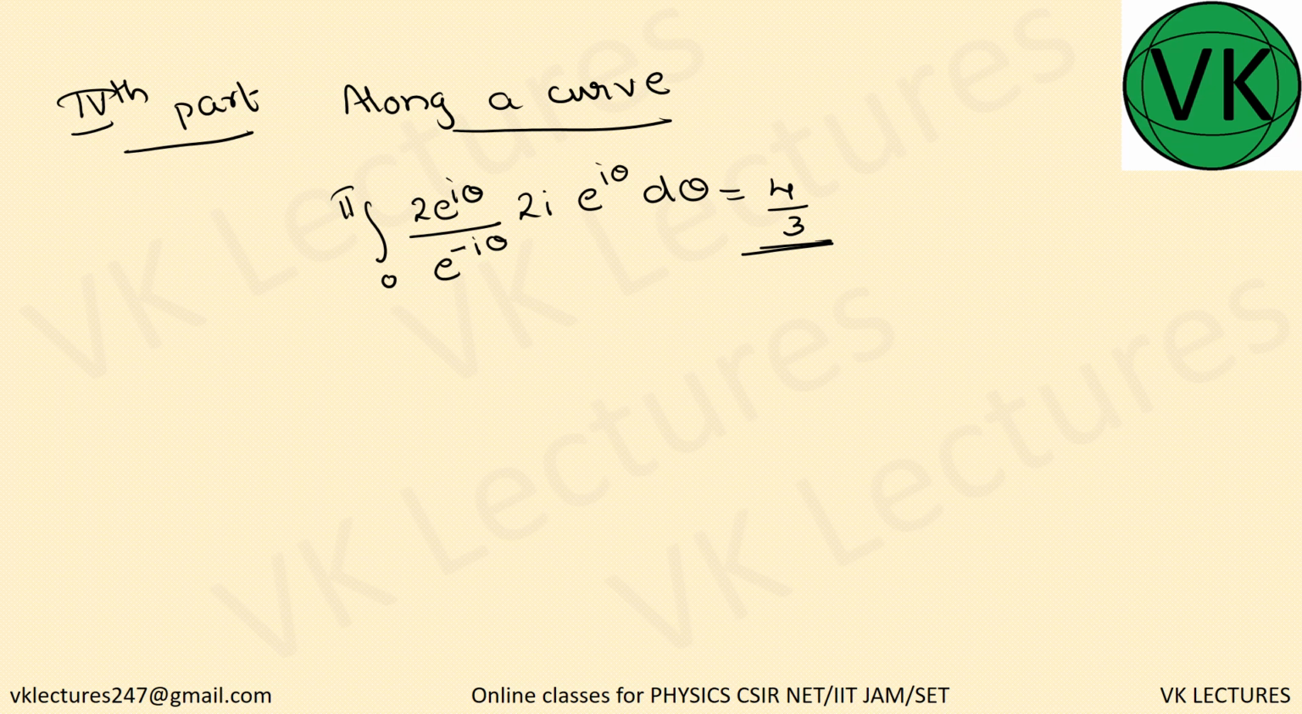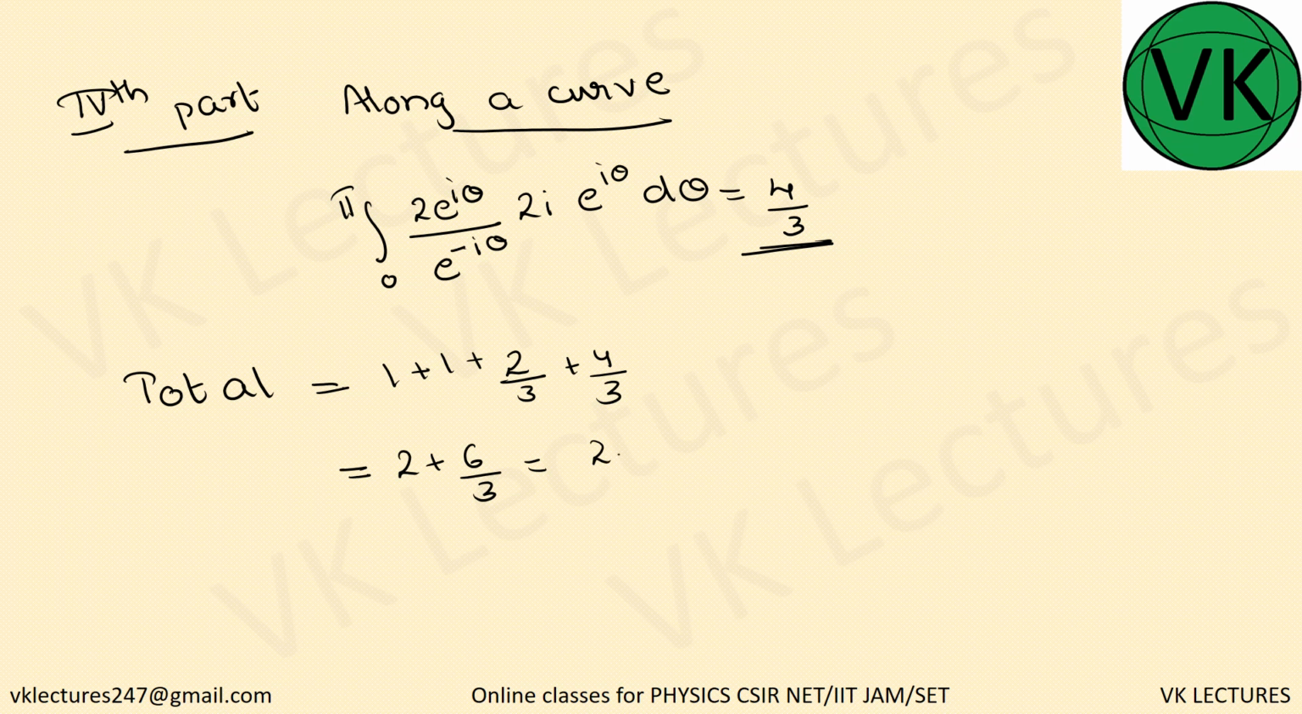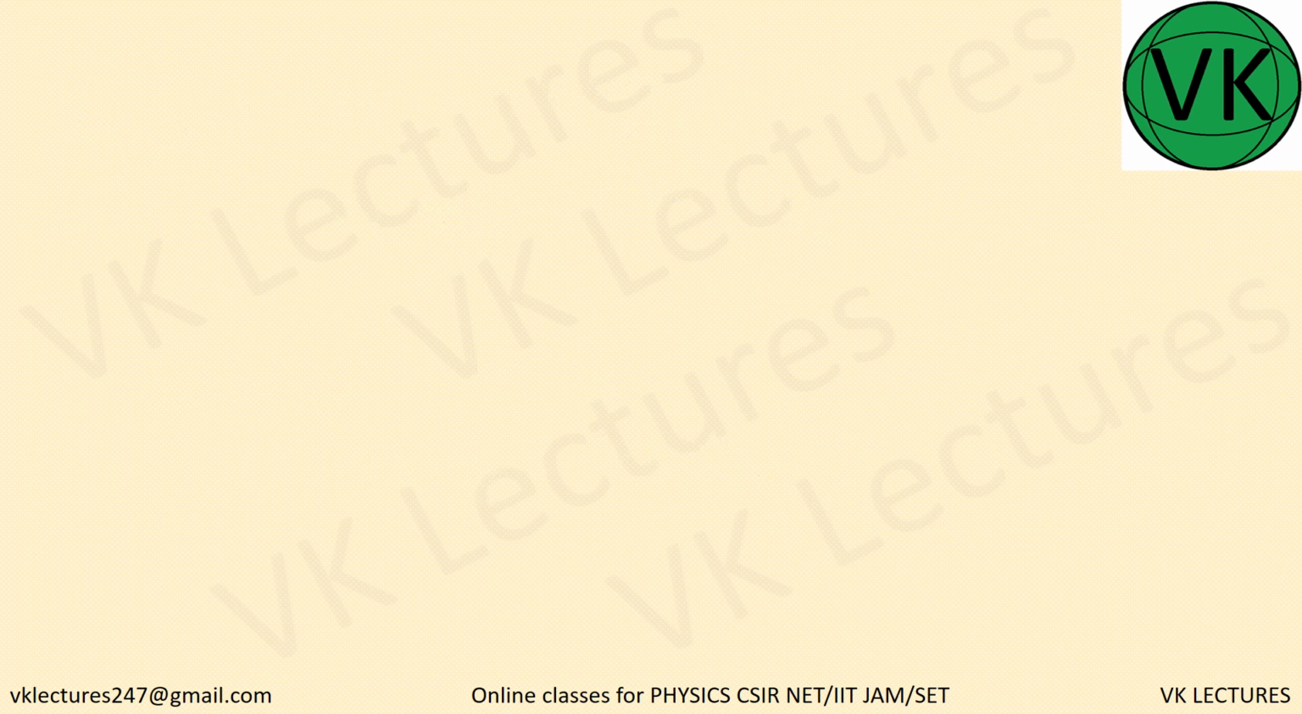So all four parts have been evaluated. Therefore, when we are taking the total of the four parts, we got 1 plus 1 plus 2 by 3 plus 4 by 3, that is equal to 2 plus 6 by 3, that is equal to 2 plus 2 is equal to 4. Then comes the next question.